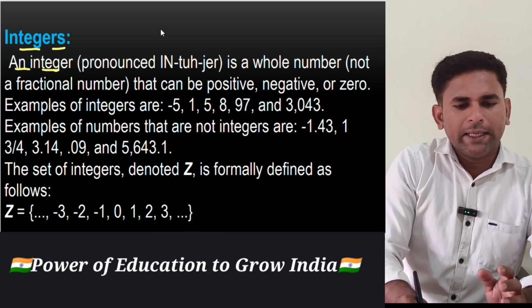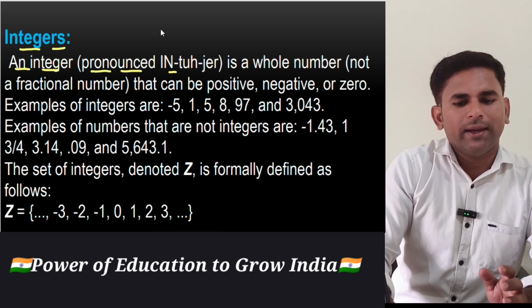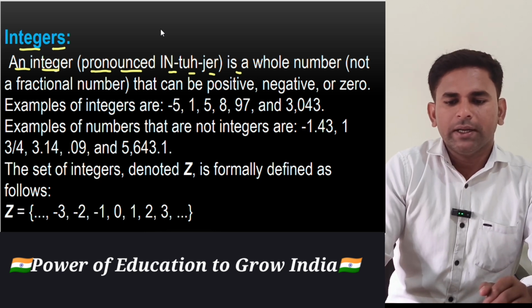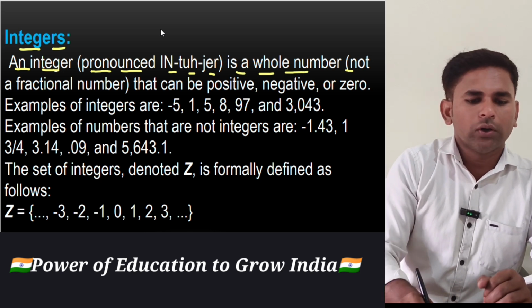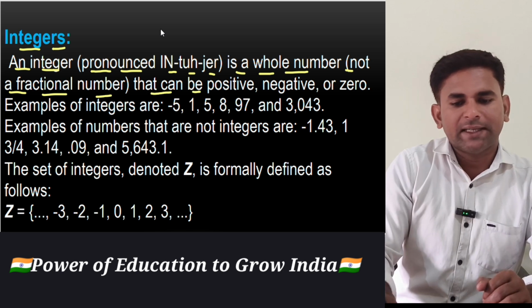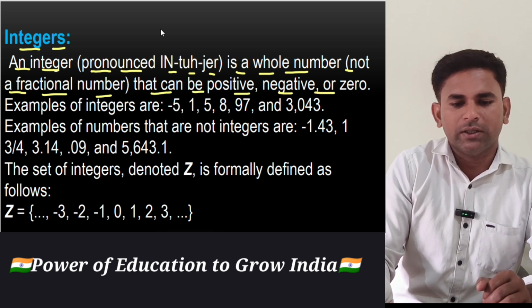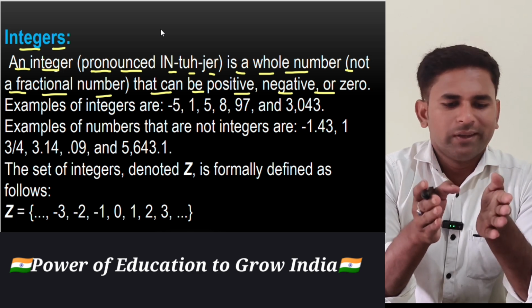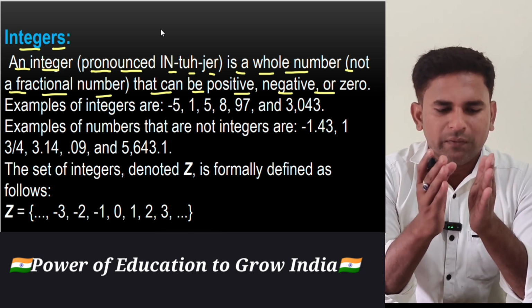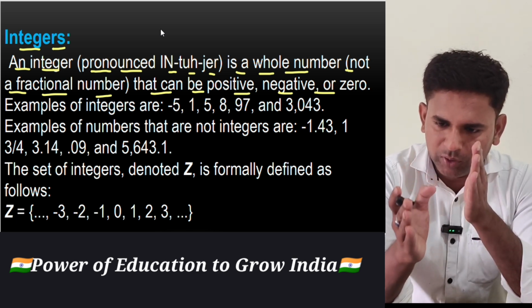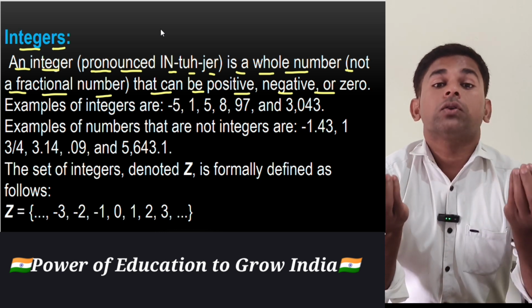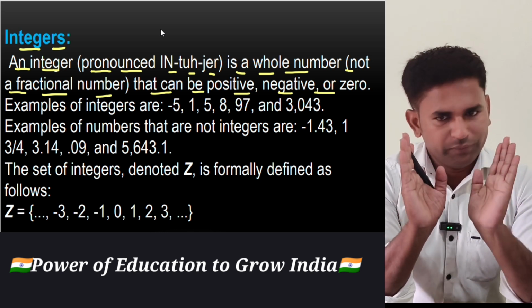They are telling an integer, pronounced integer. An integer is a whole number, not a fraction, and numbers that can be positive, negative, or 0. Do remember what they are telling here. Integer means we consider positive integers as well as negative integers, and we are also going to include 0. Is it okay or not?